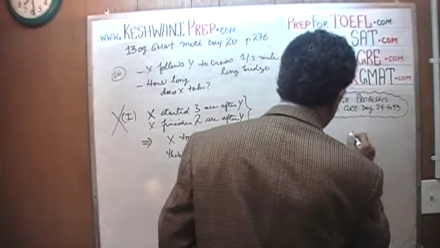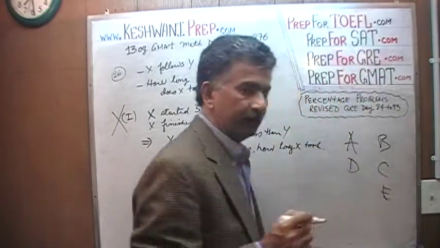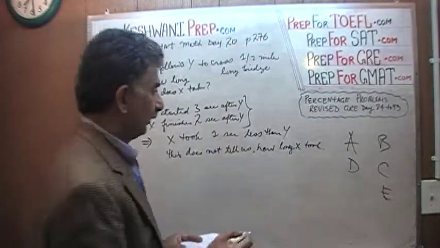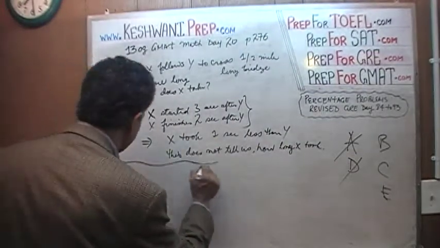Let's put down here A, D, B, C, E. Cross out A and D because the first statement does not work. Let's look at the second statement.